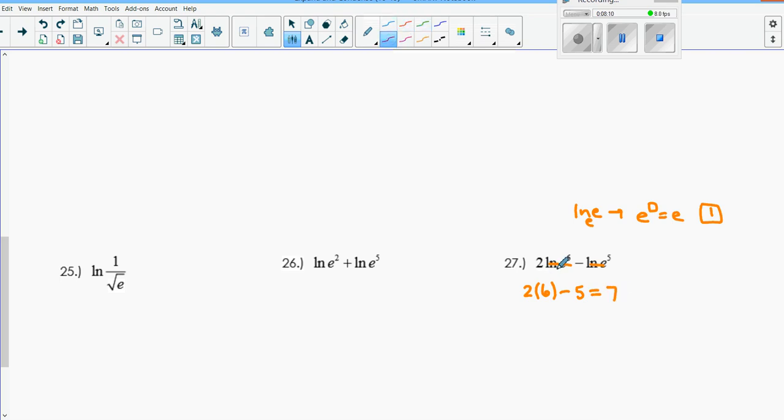If I were to rewrite this, this part right here would be saying e to the what power is e to the 6th. And you can see then your answer is 6, which is why that's 2 times 6 right there. And then natural log of e to the 5th would be saying e to the what power equals e to the 5th. And you can see your answer is 5, which is why that right there is 5. Okay, so it's not saying 1 to the 5th power.